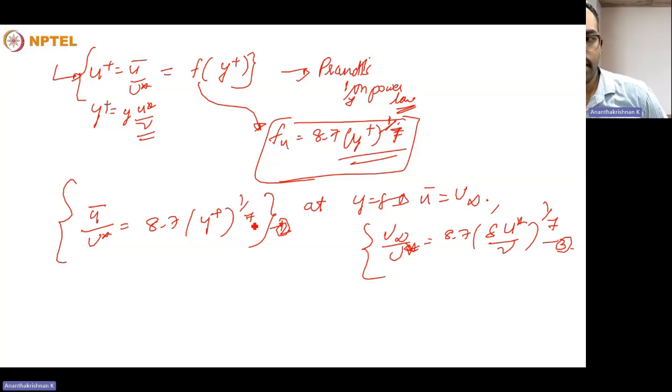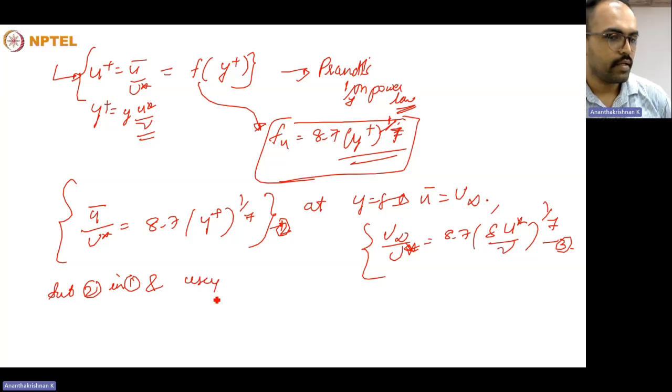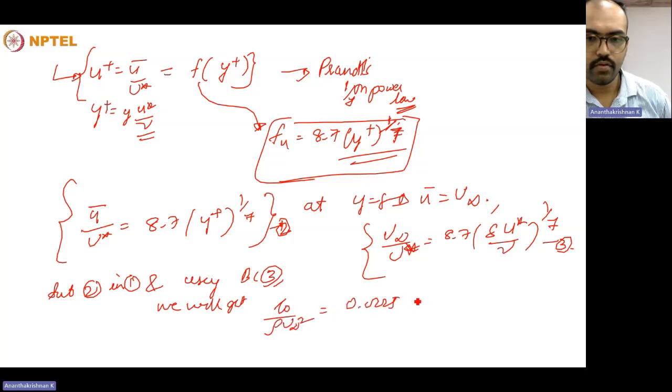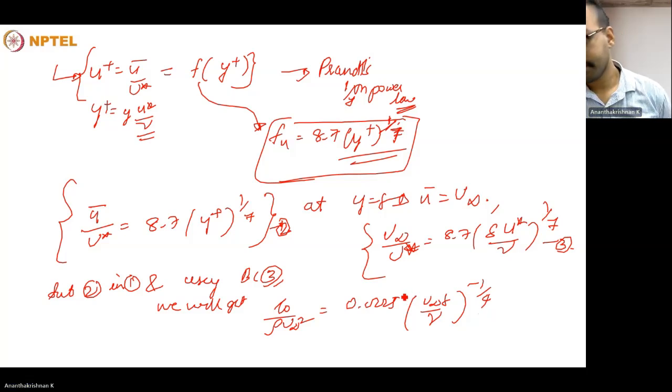Shear stress term, and then we can obtain everything in terms of delta. So this is substituting 2 in 1 and using boundary condition 3, we'll get shear stress divided by rho u infinity squared is equal to 0.0225 times u infinity delta divided by nu raised to -1/4. And from this, what we can get is, so this is actually a relationship between the shear stress and the value of delta.